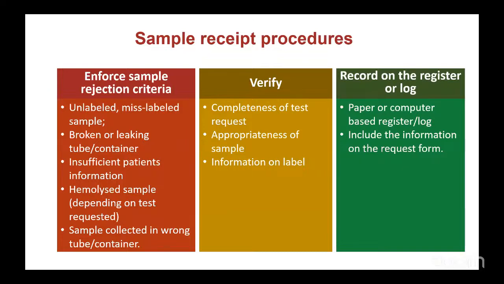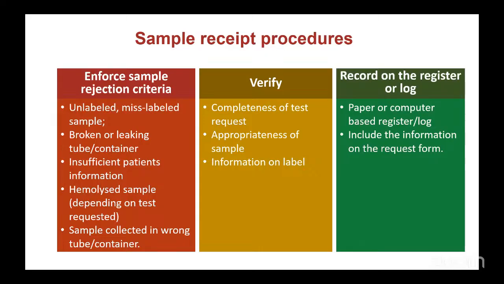Now I want to talk about the sample receipt procedure. So when samples are received, what should be done? You need to enforce your sample rejection criteria. What are your sample rejection criteria? You need to verify the sample, and record it on your register or your log or your system, your laboratory information system, hospital management system, whatever you are using. Enforce sample rejection criteria. An unlabeled sample means a rejected sample. When the samples are broken, when samples are leaked in the tube, insufficient patient information, a hemolyzed sample, depending on the test requested, sample collected in the wrong containers or the wrong tubes.